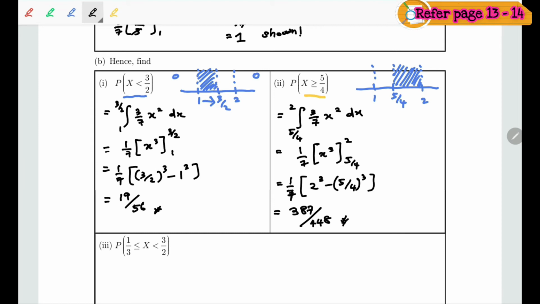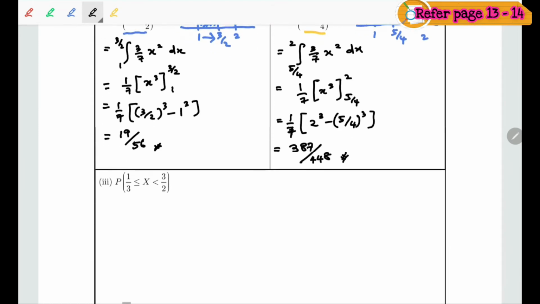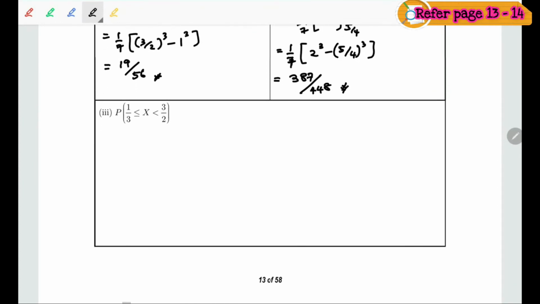Okay, we proceed next for the third question. It asks to find the probability between the values 1 over 3 and 3 over 2. So the same way, I will sketch the interval from 1 until 2, and then we jot down where 1 over 3 is. Since 1 over 3 is less than 1, this is the location of 1 over 3. And 3 over 2 is in between 1 and 2, so this is the 3 over 2.